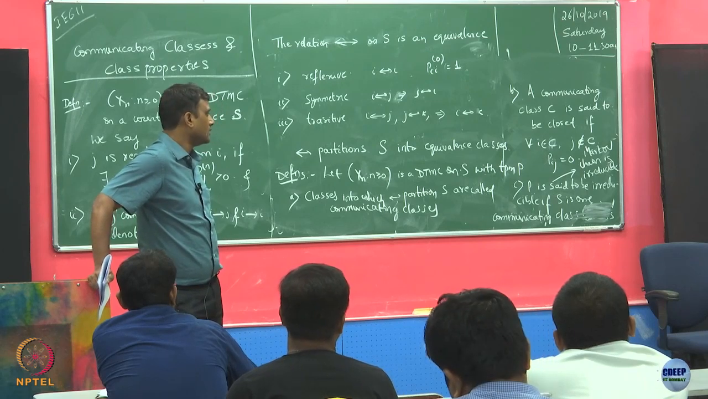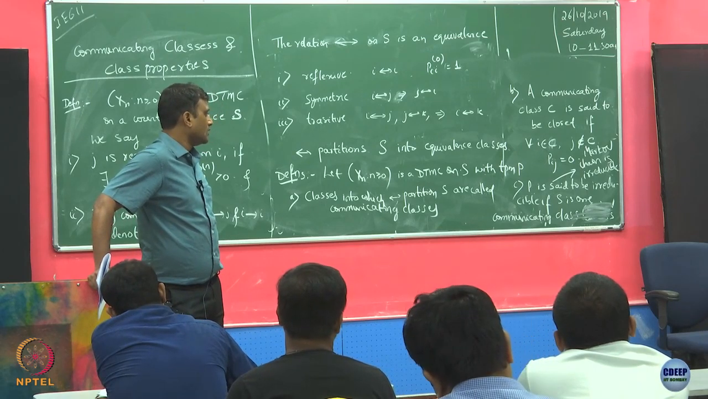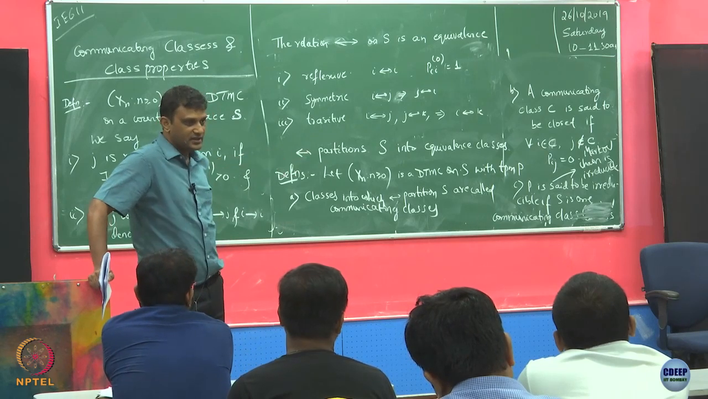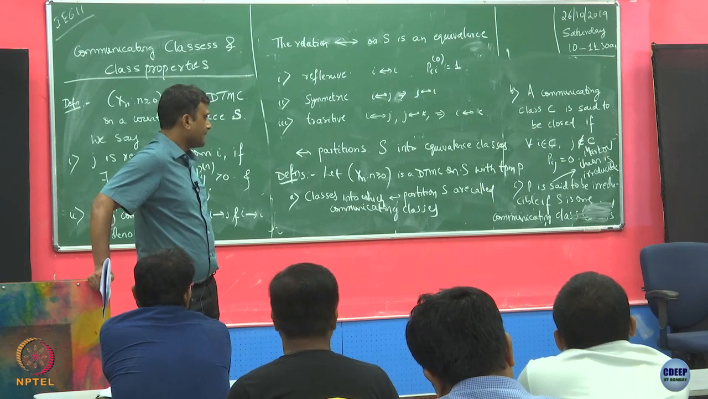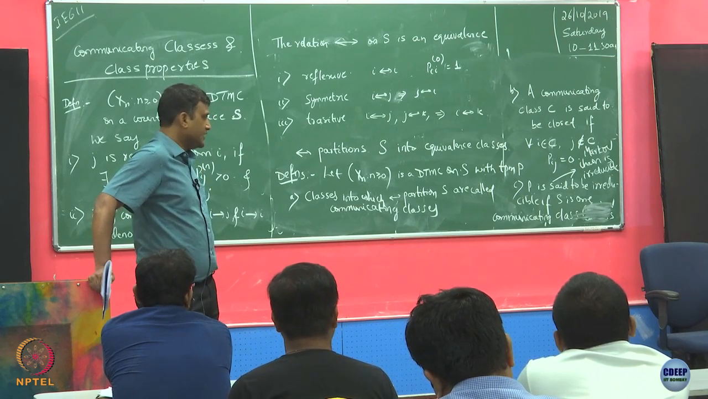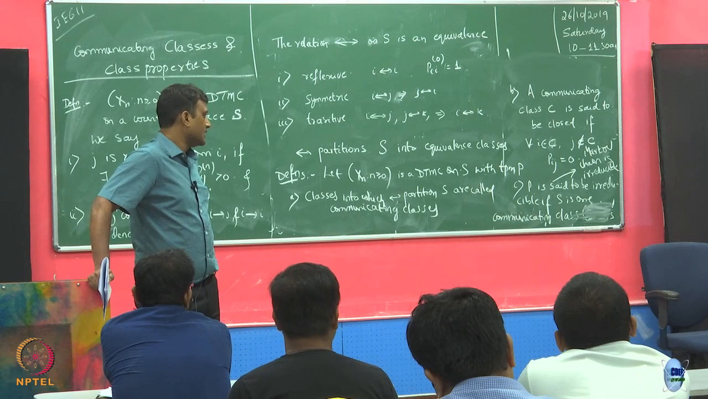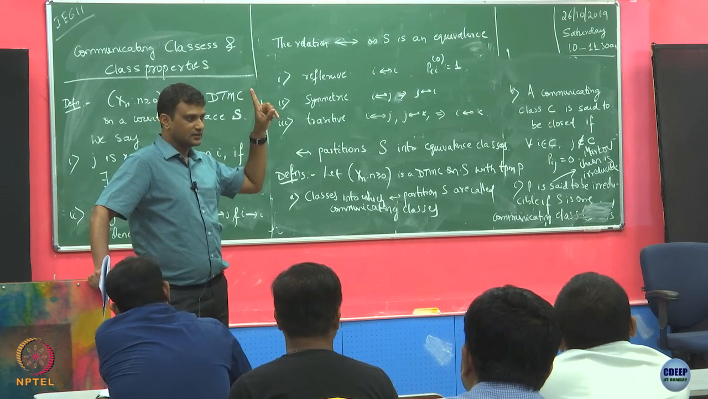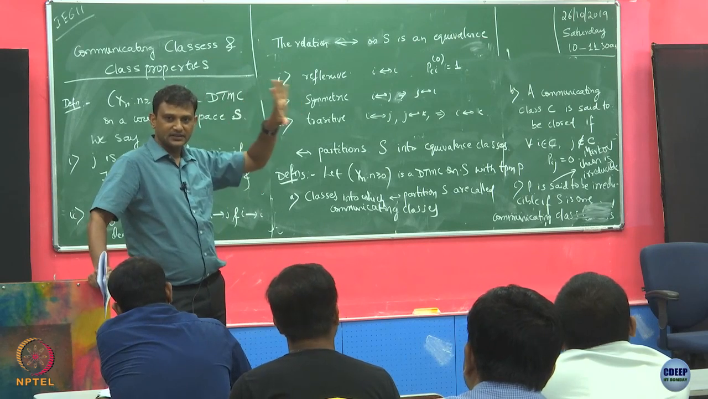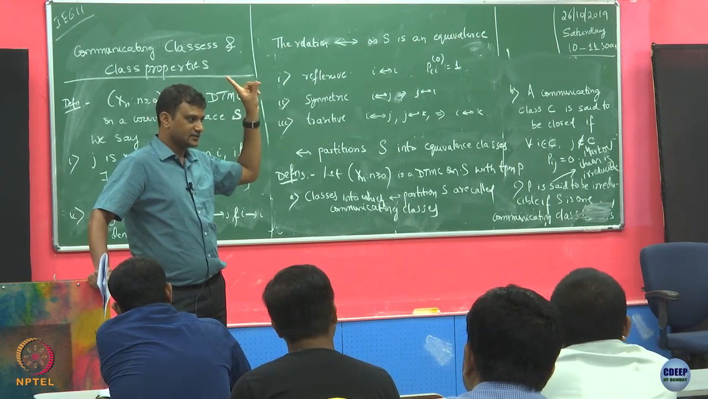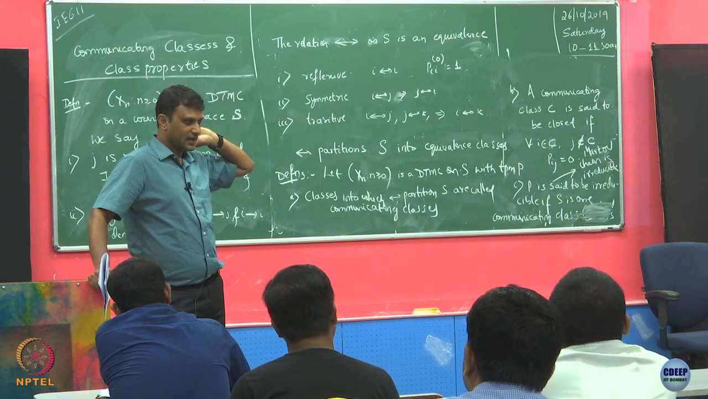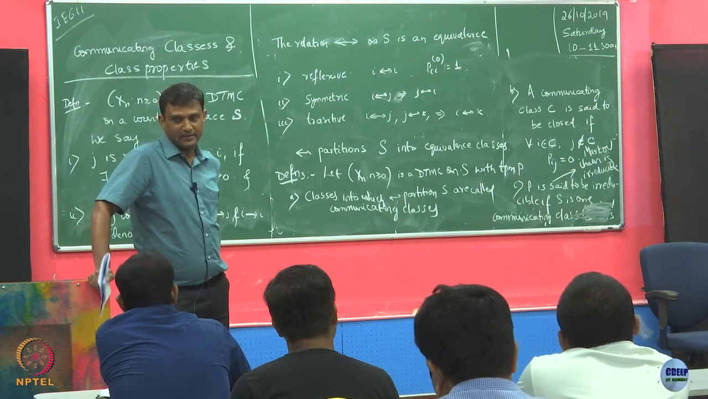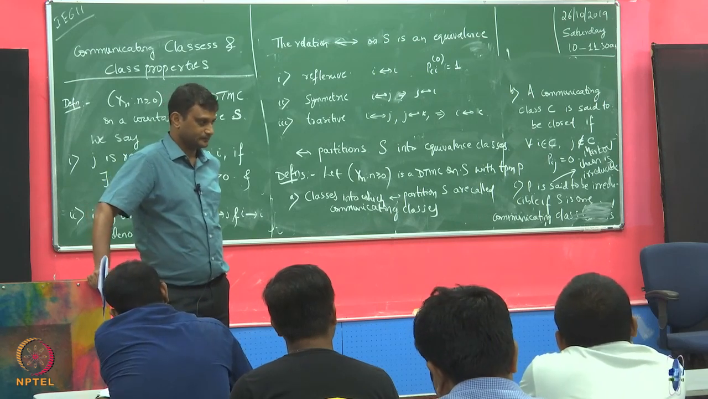Now we further say that the transition probability matrix P is irreducible if there is only one communicating class. That means the entire state space is just one communicating class, right? And in this case we say the Markov chain itself is irreducible.